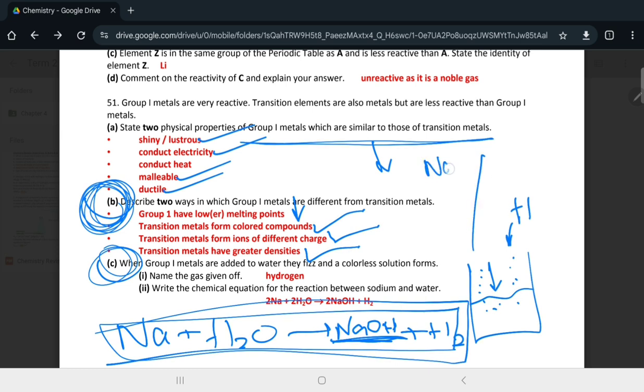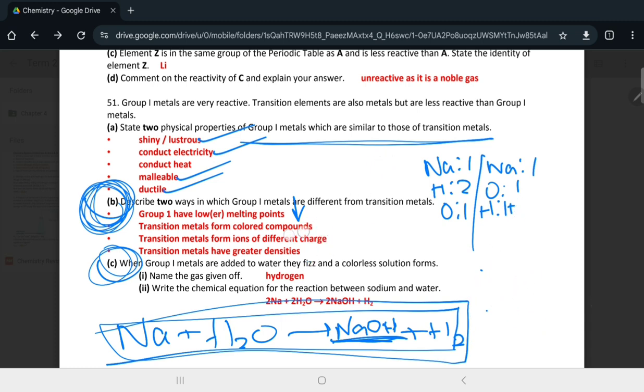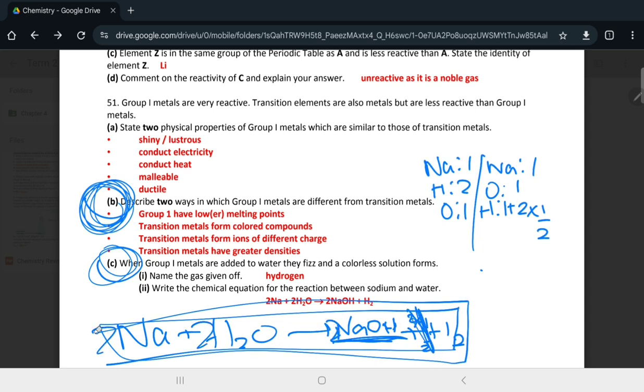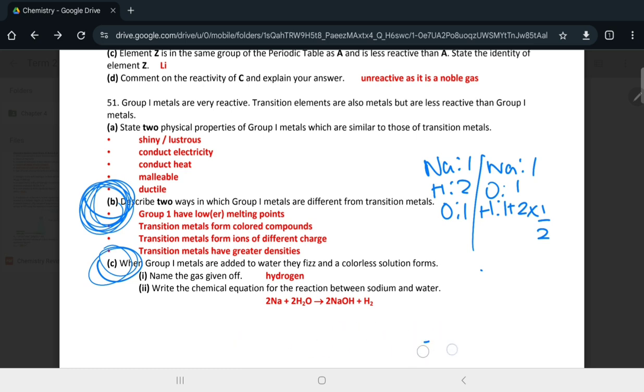We have Na here is 1, H here is 2, O is 1, Na is 1, O is 1, H is 1 plus 2. We multiply this by 1 over 2 to balance it out. And then we don't want fractions, so we multiply by 2 everywhere, so this cancels out. 2, 2, 2. So this is the balanced equation.